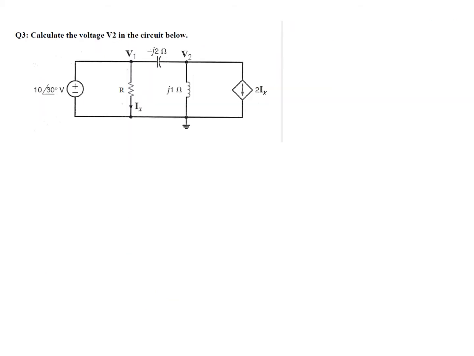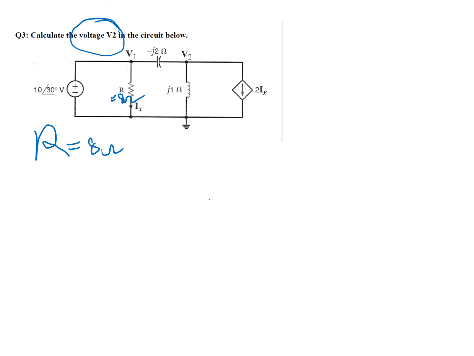Quiz 3. Calculate the voltage V2 in the circuit below. For the circuit, as always, we first need to convert everything into the phasor domain, with the capacitor, inductor and resistors as impedances. For this question, it has been done for us. We assume R is equal to 8 ohm. So this is 8 ohm. And we need to calculate voltage V2.